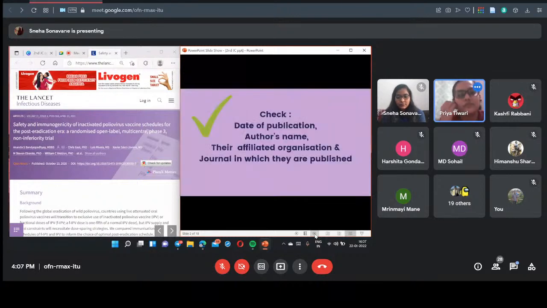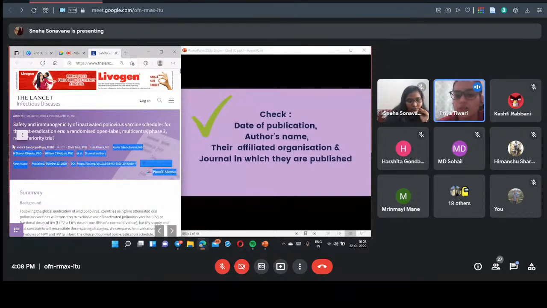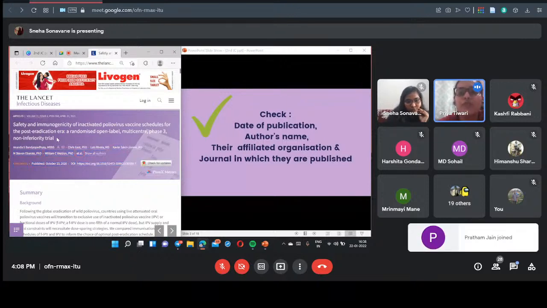Next slide. Before starting to read the research paper, you have to check the date of publication, the author's name, their affiliated organization, and the journal in which it was published. Over here, towards your left, is the paper which is going to be presented later in our journal club session today. First of all, you have to check the date of publication. Over here, April 1, 2021 is the date of publication.